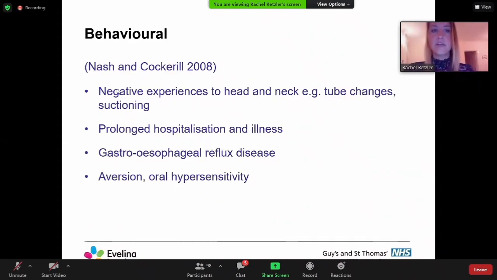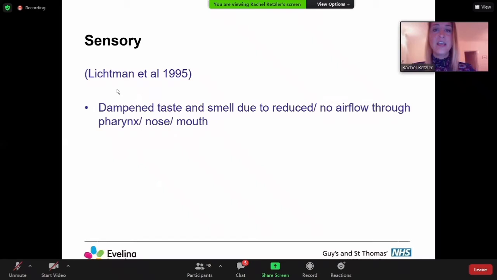Behaviorally, we find that negative experiences are more prone to happen in this population, as they have frequent tube changes and suctioning. They have prolonged hospitalizations and illnesses, gastroesophageal reflux, and aversion or hypersensitivity, as well as sensory dampened taste and smell due to reduced or no airflow through the pharynx, nose, and mouth.